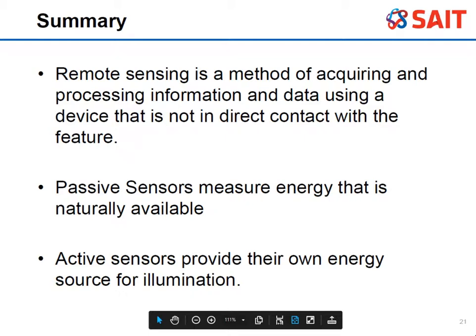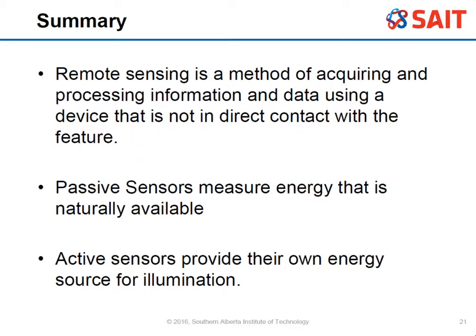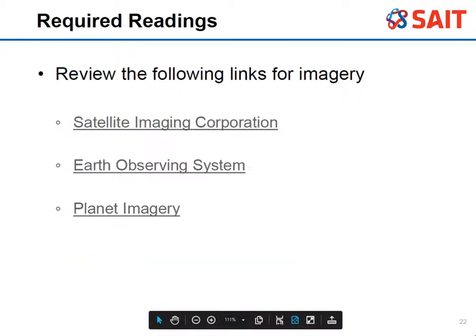So remote sensing is a method of acquiring and processing information and data using a device that's not in direct contact. Passive sensors measure energy that is naturally available. Active sensors provide their own energy for illumination.